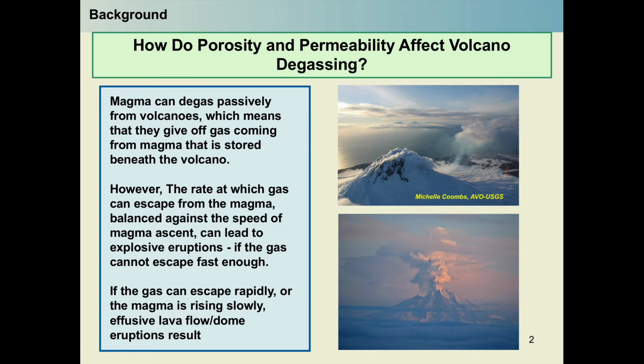This results in much different hazards to people living downwind or on the flanks of a volcano. If the gas escape is rapid and the volcano erupts effusively, the hazards are much less acute than if you have magma rising quickly and the gas cannot escape efficiently, leading to an explosive eruption with ashfall and pyroclastic flows. So the rate at which gas can escape from a magma and the gas content of that magma are really important concepts to understand and to learn how to work with models for any physical volcanology class or your future career as a volcanologist.